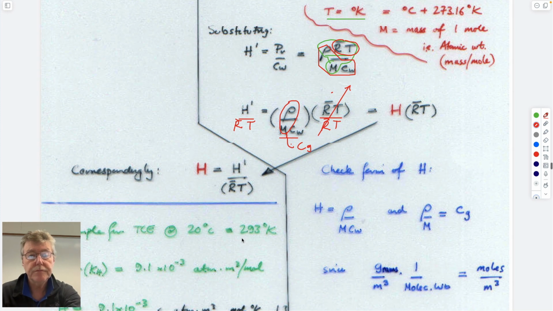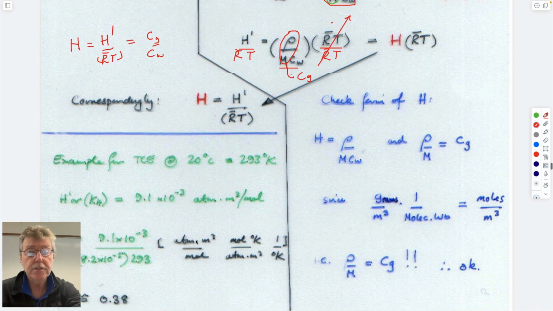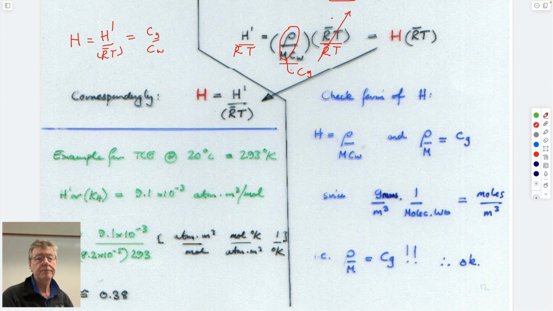So in other words, which is Cg over Cw by definition. And you can check out the individual units of that. So we can get this value here. We know all of these components. So if we want to, we can use that to calculate exactly what this Henry's law coefficient is.